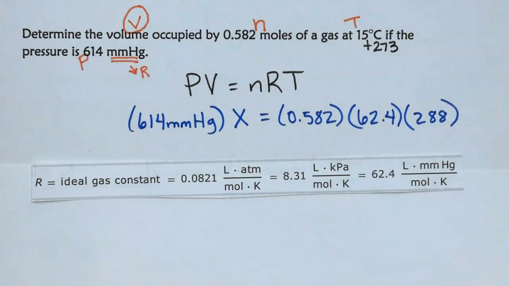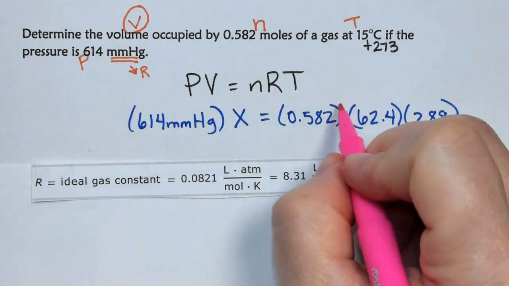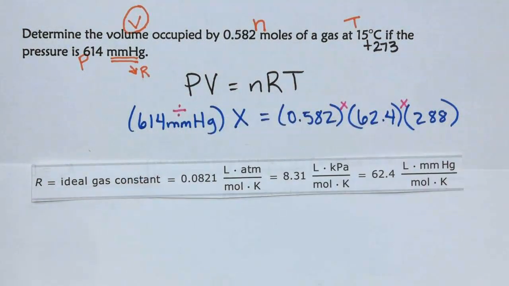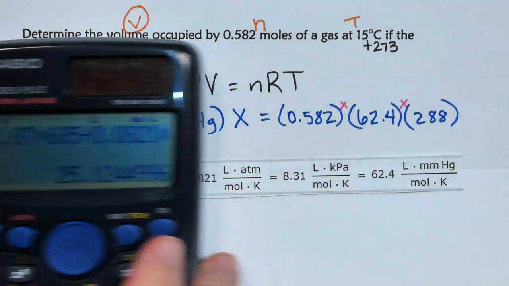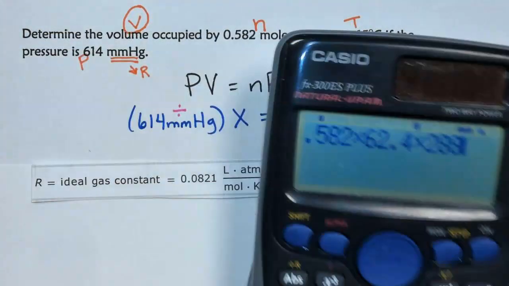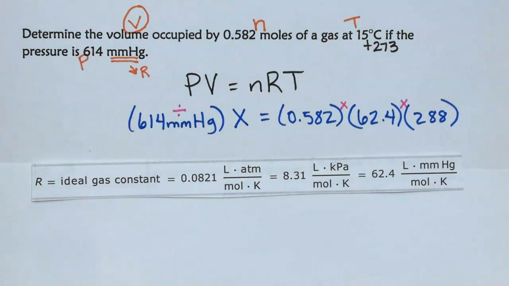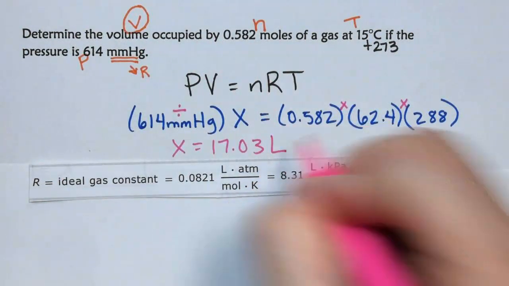Now we can solve our calculation. Remember, don't start on this side. That's where the x is. We're going to start over here: 0.582 times 62.4 times 288. And then this is on the side of the x, so we're going to divide by that value. So I'll start with the right side, where I will multiply 0.582 times 62.4 times 288. And then I'm going to divide by 614. And that's going to give me 17.03. So x equals 17.03. Since it's volume, that means it's in liters.